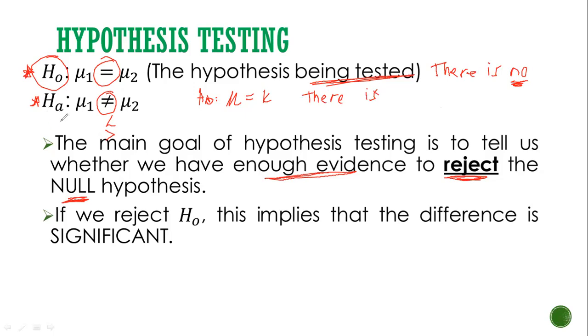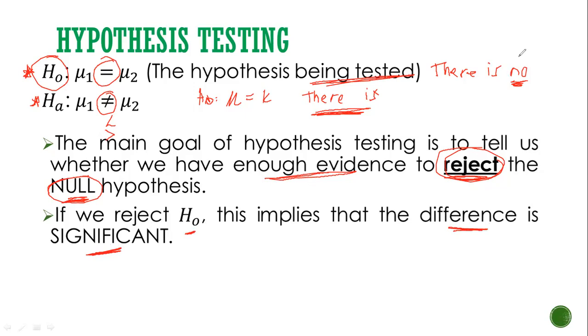So, if you are going to reject your null hypothesis, if you are going to reject that there is no difference, therefore, you will conclude that there is a difference. Yung HA na ang iyong i-accept. Okay? Or technically, quote and unquote, accept. So if we reject your HO, this implies that there is significant difference. The difference is significant.